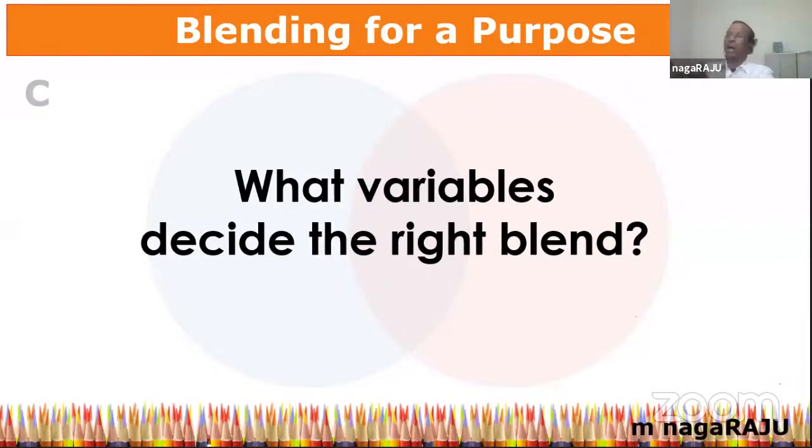How much of this? How much of that? How much of synchronous? How much of asynchronous? How much of classroom? How much of online? If it's online, how much of this methodology? How much of this methodology? Right? How much same time? How much different times? So these are things that need to be decided on the basis of some factors.